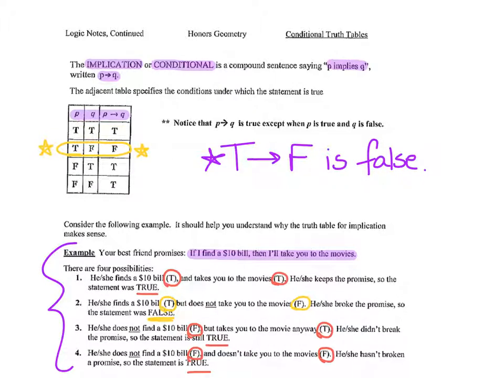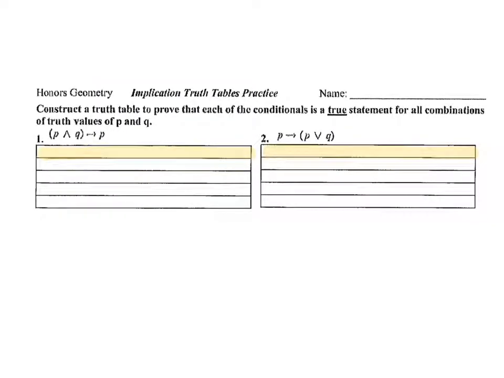We're going to jump to the next page of problems here and do the first two together. So first of all, the headers, we need a P, we need a Q, we need a P and Q. Again, you can put parentheses, you don't have to. And then we need a P and Q implies P. So just like before, we'll start with true, true, false, false, and true, false, true, false.